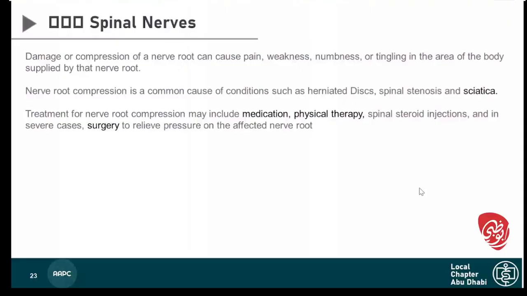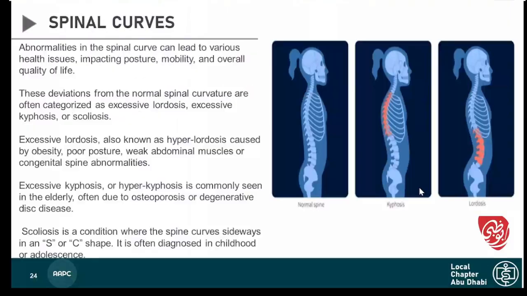And the spinal curves, we already discussed, that a normal healthy spine has lordosis and kyphosis. That means an inward curve and an outward curve. But any hyperkyphosis or hyperlordosis will require correction. Abnormalities in the spinal curve can lead to various health issues because they affect the mobility and the overall quality of life.